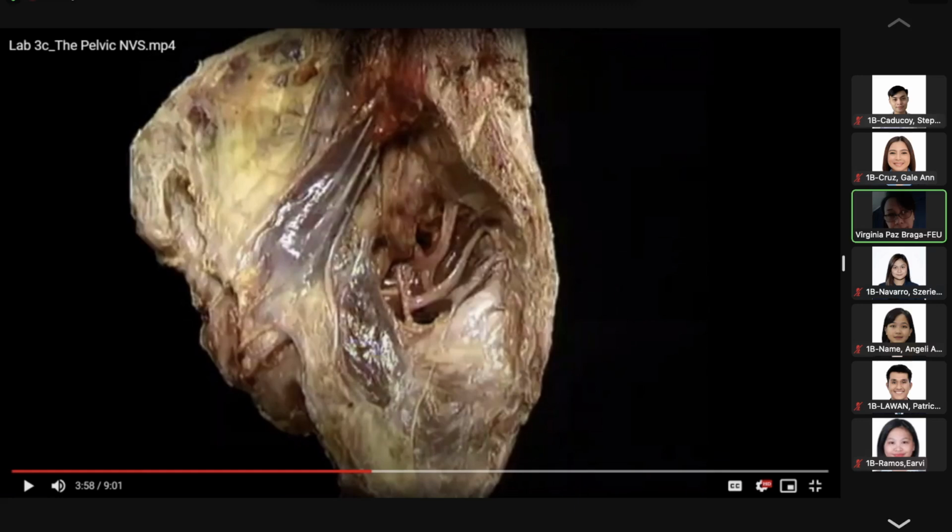Okay, again, take a screenshot of this frame. This time, focus on identifying the nerve structures. Okay? Focus on identifying the nerve structures.